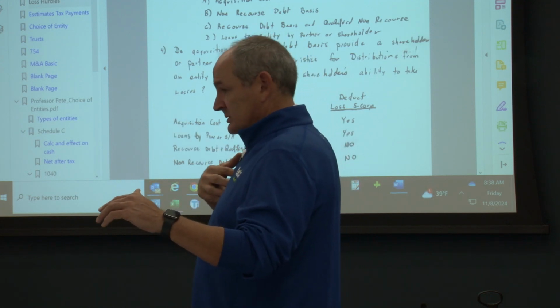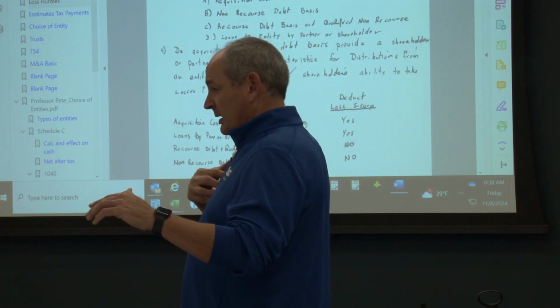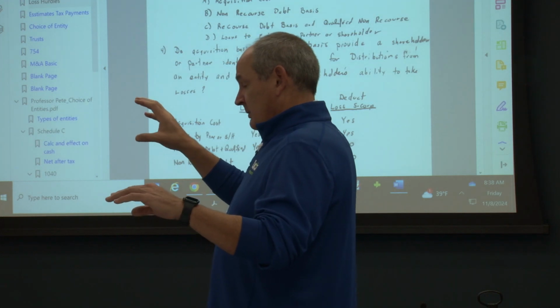If I was the lender, it's not qualified non-recourse because it's not backed by governmental. And the bank has a lien against the building, that would be qualified non-recourse debt. Okay. But I couldn't take Chris's.